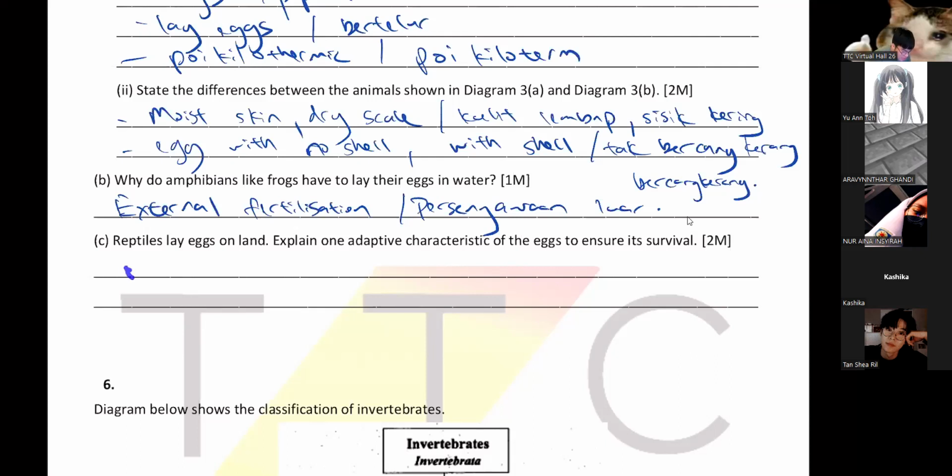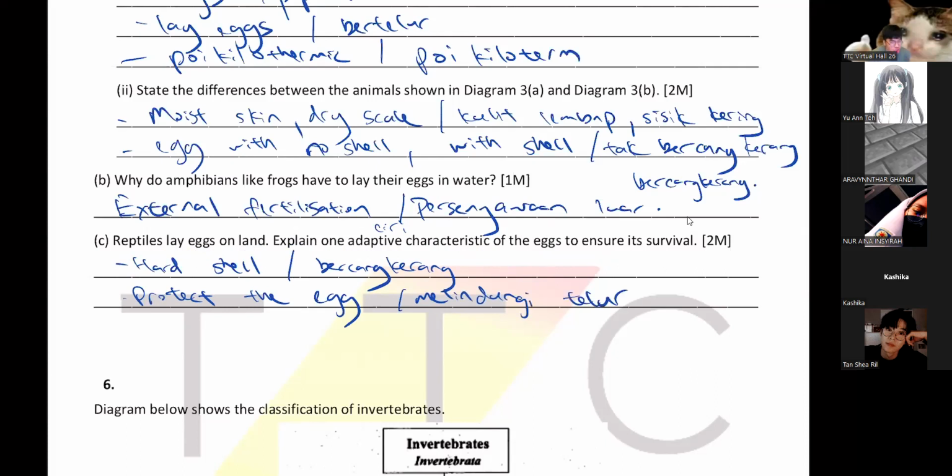C. Reptiles lay eggs on land. Explain one adaptive characteristic of the eggs. So, one characteristic of the egg to ensure its survival. Okay, it has a hard shell. Good. Okay, bercangkerang. So you need to explain. This is to protect the egg. Melindungi telur. The hard shell is to protect the egg.